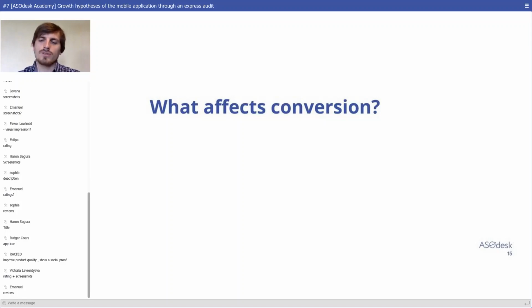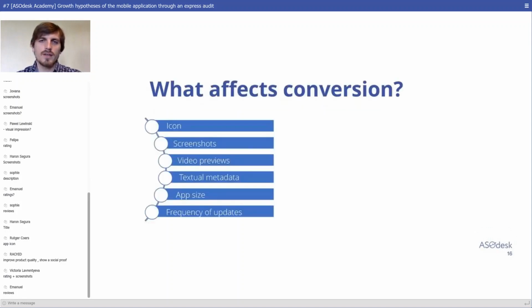So when we are talking about the conversion rate, we're talking about the elements which do not influence the search algorithm directly. They are intended to influence our users. So these are icon, screenshots or video previews, our textual metadata. First of all, icon, title, subtitle, or title and short description on Google Play. App size is important.